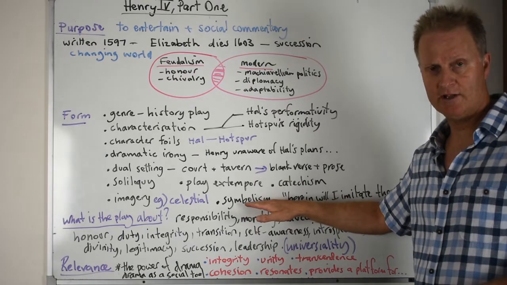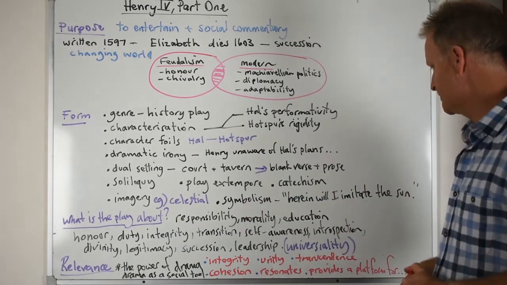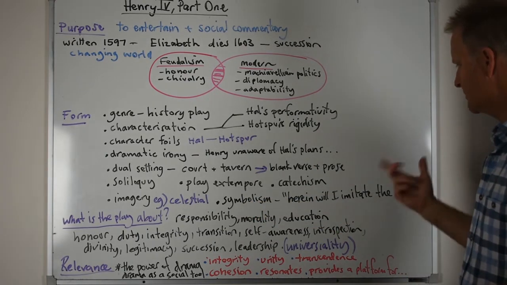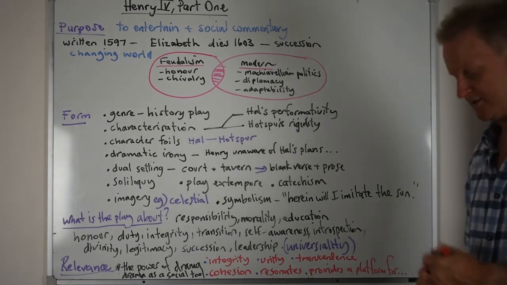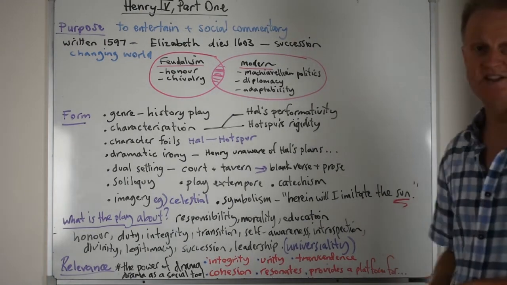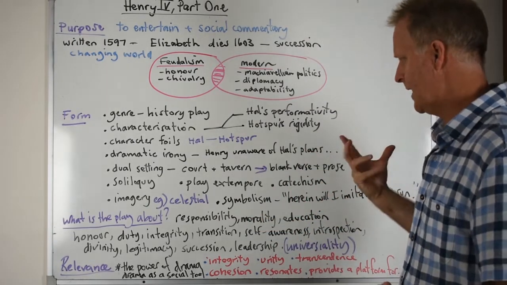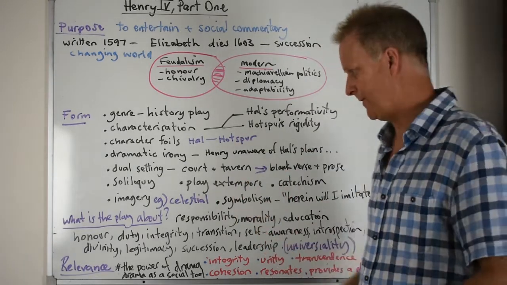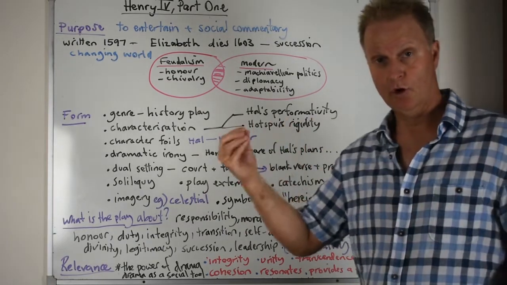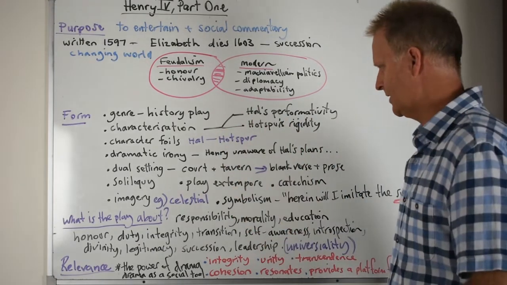Symbolism is used in the play as well, and there are many examples of that. I've used this quote here. Hal says, "Herein will I imitate the sun." So the sun being a symbol of the monarchy and divinity and all those sort of things to do with God and governance and kingship.